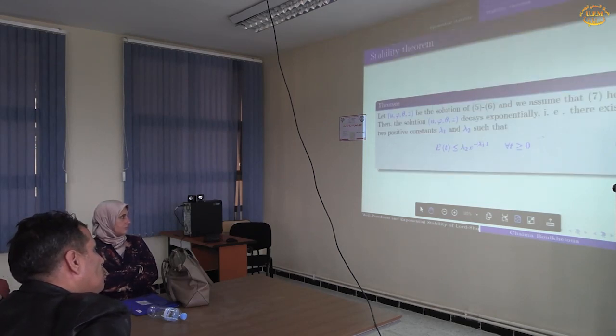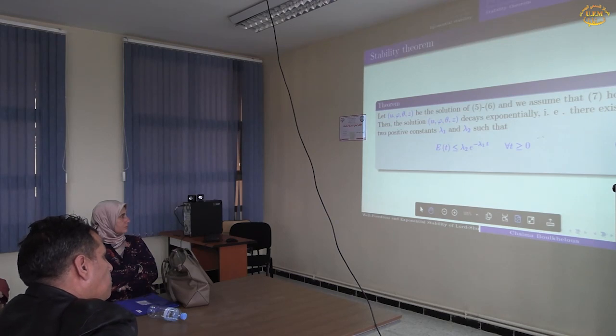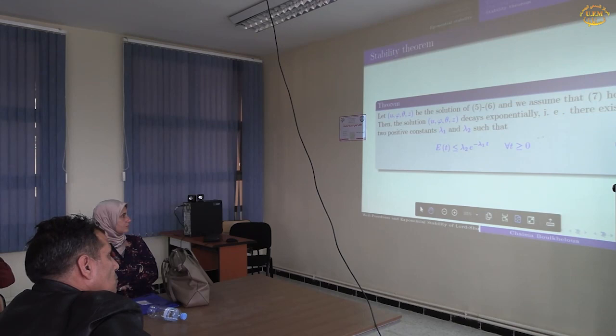We move now to the stability theorem. Let (U, θ) be the solution of (5)-(6) and assume that (7) holds, where (7) is the assumption on the weight of the delay. Then the solution decays exponentially. That means there exist two positive constants c1 and c2 such that the following estimate holds.